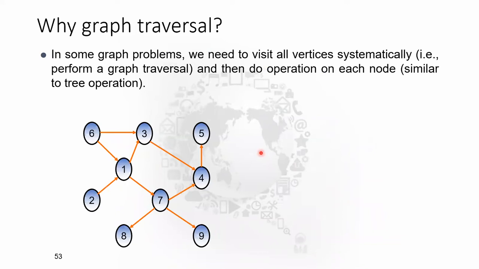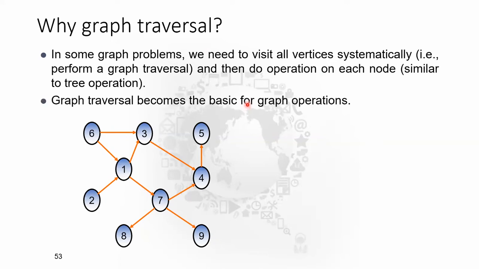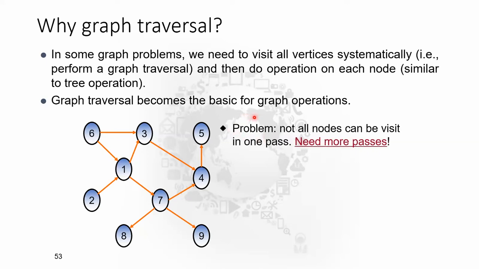Why graph traversal? In some graph problems, we need to visit all vertices systematically and do operations on each node, similar to the tree operations. Like just now, when we did pre-order, in-order, and post-order to display the numbers of nodes, we also needed to travel through the trees, right? So here it is also the same. We need to travel through the graphs also. So graph traversal is the basis for graph operations.